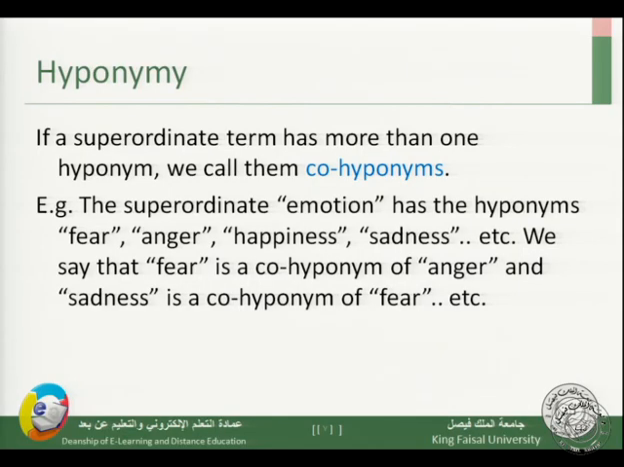So look at the superordinate emotion. This superordinate term has the hyponyms of fear, anger, happiness, sadness, and other terms for emotion. You can go on as much as you can think of words for emotions. We say that fear is a co-hyponym of anger, and anger is a co-hyponym of happiness, and happiness of sadness, and also sadness of anger, and so on. So all of these lower terms, when they come under the same superordinate, we call them co-hyponyms.